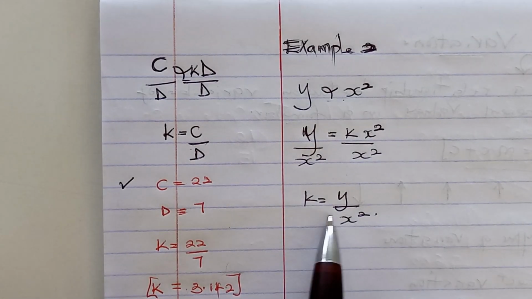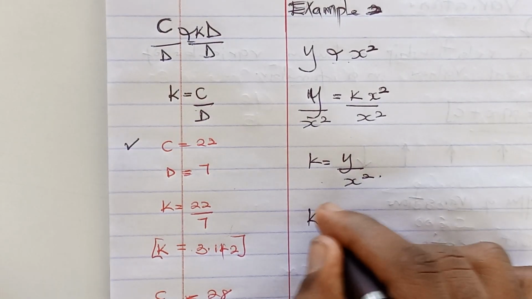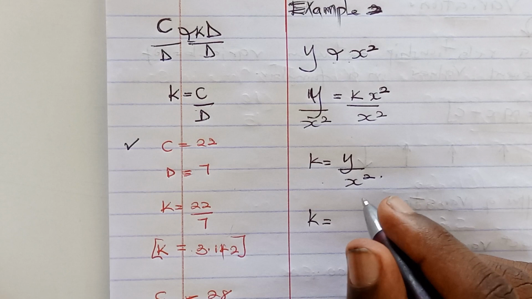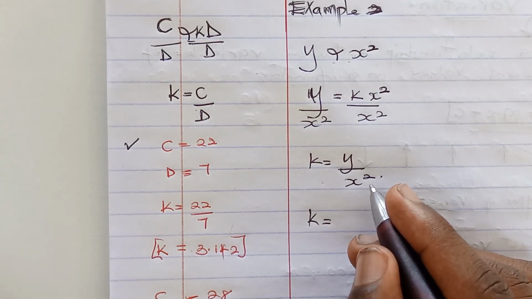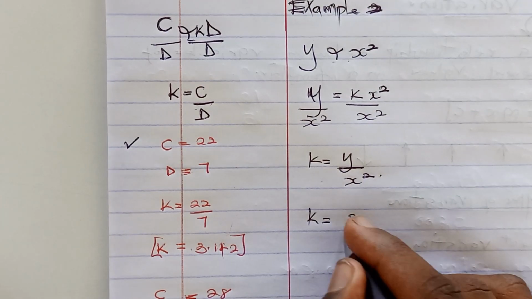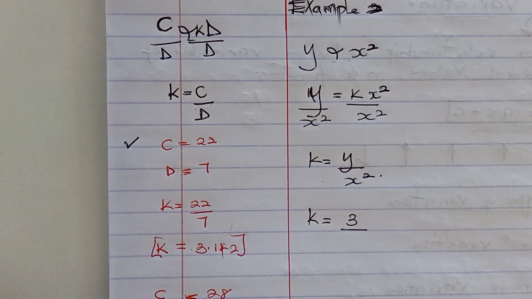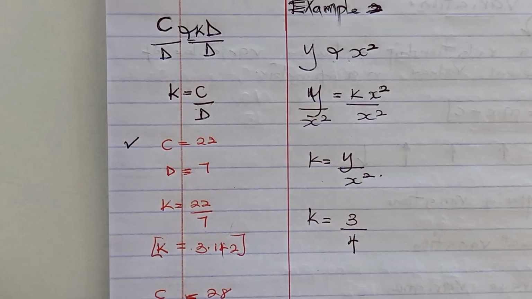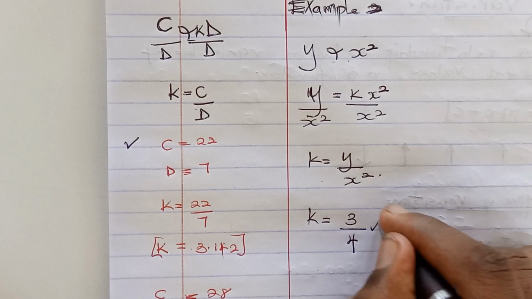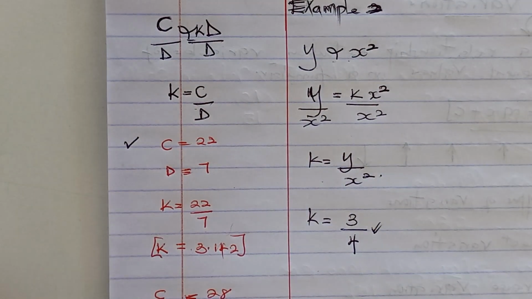But you can get the exact value of K, of this particular constant, to use during the application of our formula. So remember we are told that Y is equal to 3, so 3 over X squared, and we are told that X is equal to 2. So 2 squared is equal to 4, which means the value of K, that constant, is 3 over 4.